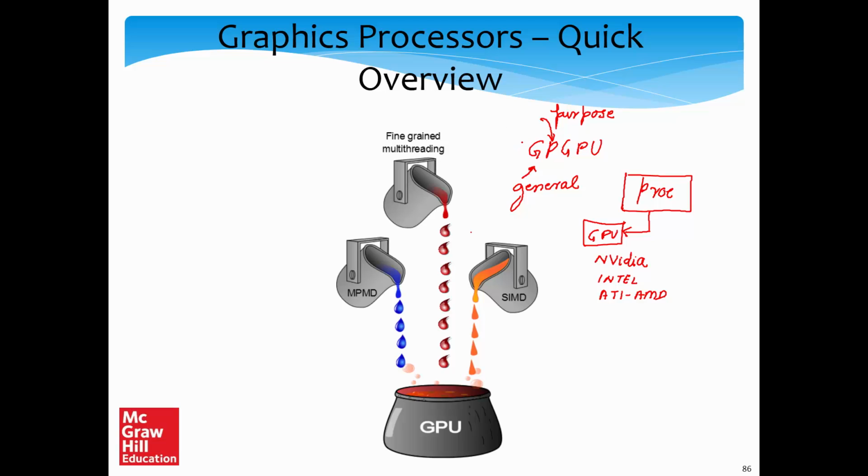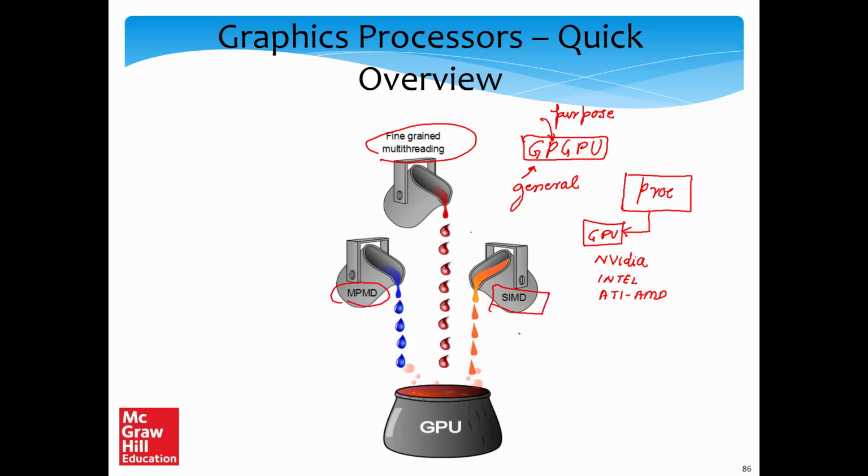So that is the broad idea, that in a GPU you have a mix of everything. You have MPMD style, which means you can run multiple jobs, and multiple jobs will have different instructions. We also have SIMD kind of programming where you have multiple threads with exactly the same instructions. And you will also have fine-grained multi-threading. So it's a mix of all. Actually, the term that NVIDIA uses is SIMT, same instruction, multiple threads.